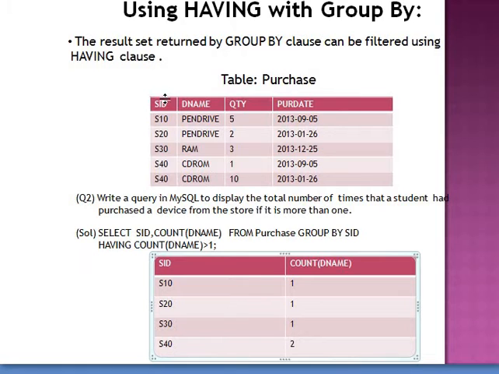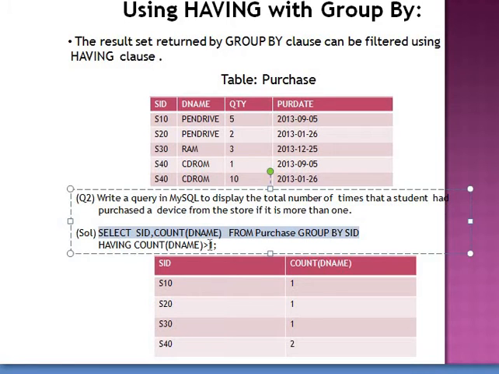Then lastly, the student with SID entry as S40 has purchased the device CD-ROM twice, first on this particular date and again second on this particular date. That's why the result set in the output table shows count of dname as 2 for the student bearing the SID entry as S40. But this is the result set or the output only if I execute the first part of the query. The second part of the query uses the having clause, which sets the condition that count of dname should be greater than 1.